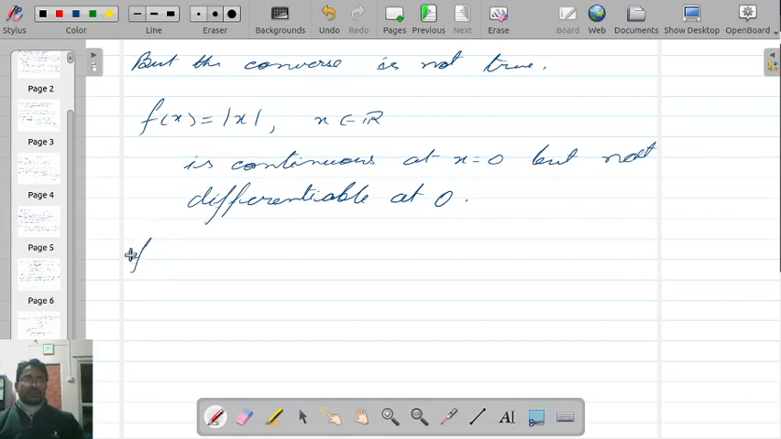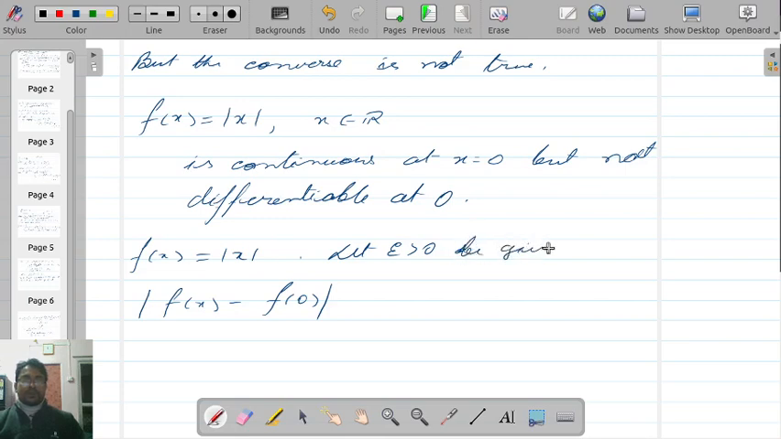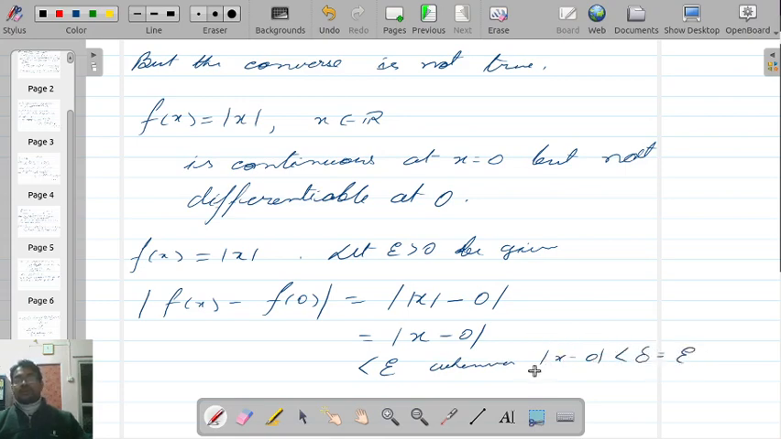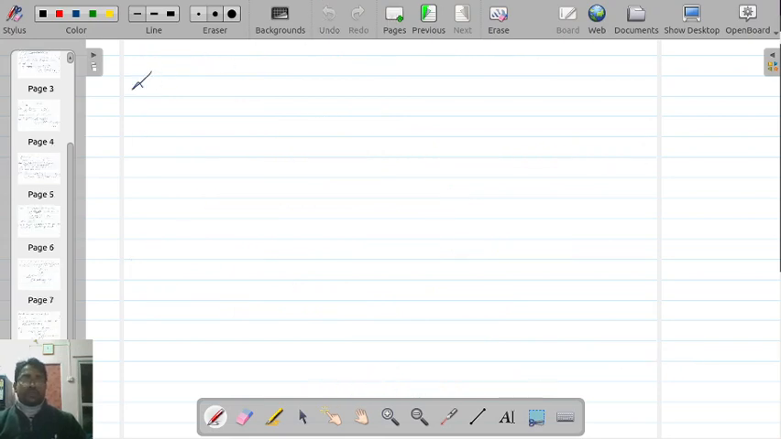f(x) is continuous, no doubt. Mod of f(x) equal to mod x. If we take mod of f(x) minus f(0), let epsilon greater than 0 be given. Then this will be equal to mod x minus 0. So it's mod of mod x, something like mod of x minus 0, and this can be made less than epsilon whenever mod of x minus 0 is less than delta, where delta is just epsilon. If we take the difference between x and 0 less than epsilon itself, then the difference between f(x) and f(0) is also less than epsilon. So therefore f is continuous at x equal to 0. Okay, so this is a simple exercise from the earlier units. But now I have to show that f is not differentiable, right? So let us evaluate limit.